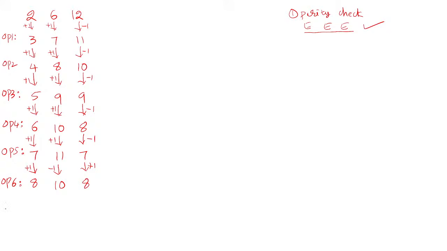Then in operation 7, I increment this by 1, I increment this by 1, then I decrement this by 1. So then this becomes a 9, this becomes 9, this becomes a 9. So now all of them are made equal. So in total, how many operations did I perform? Total 7 operations.